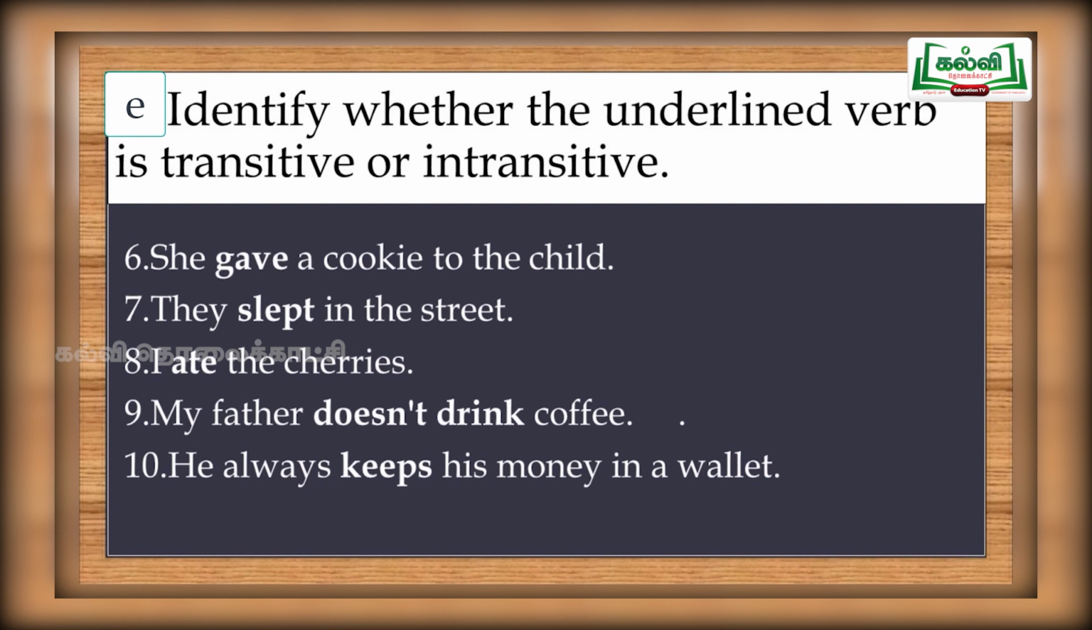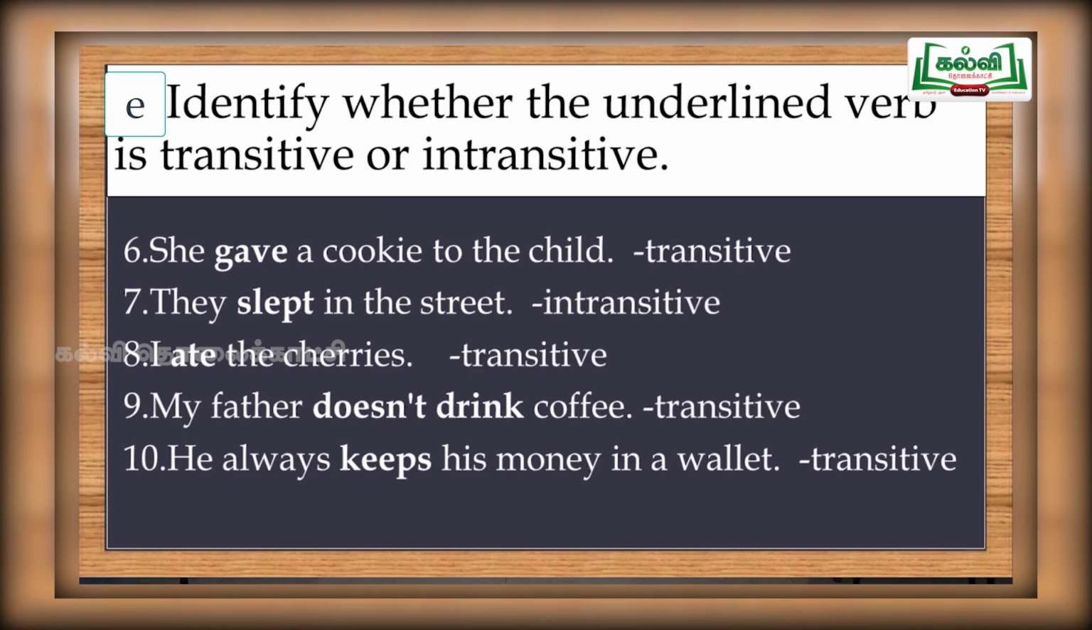Number 9 is my father doesn't drink coffee. And number 10 is he always keeps his money in a wallet. So look at the verbs gave, slept, ate, doesn't drink and keeps. Find out if it's transitive or intransitive. Let's check the answers now. Gave is transitive, slept is intransitive, and ate is transitive, doesn't drink transitive, keeps transitive.